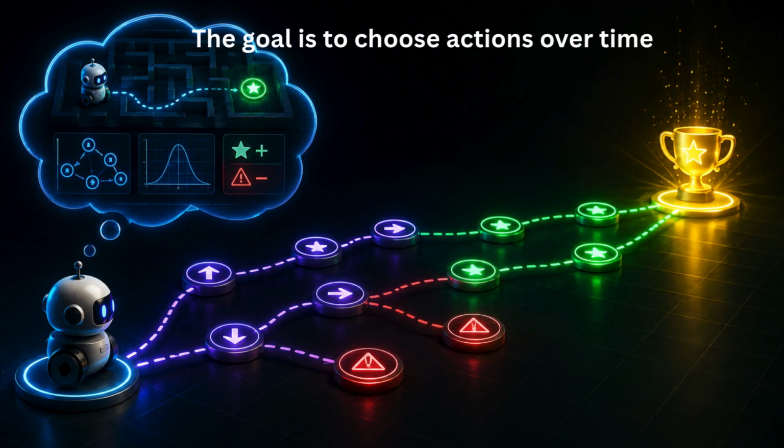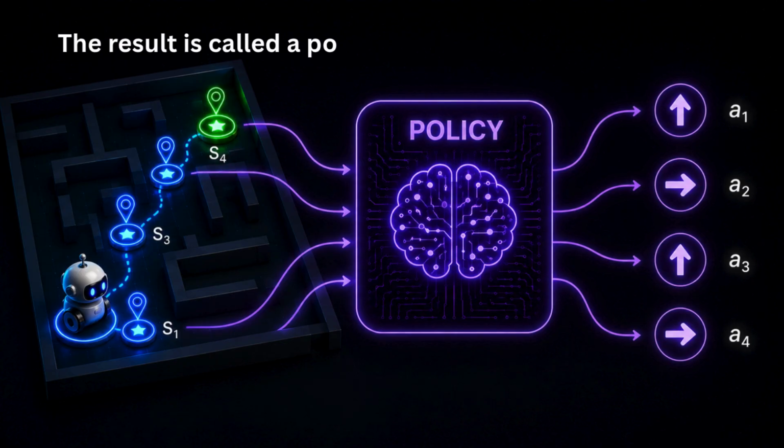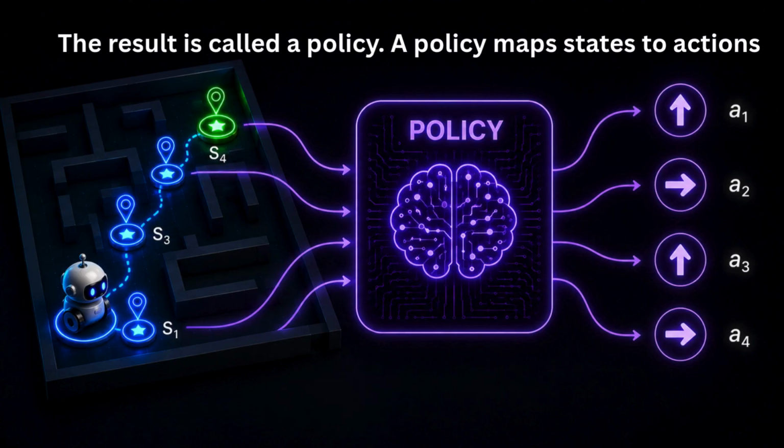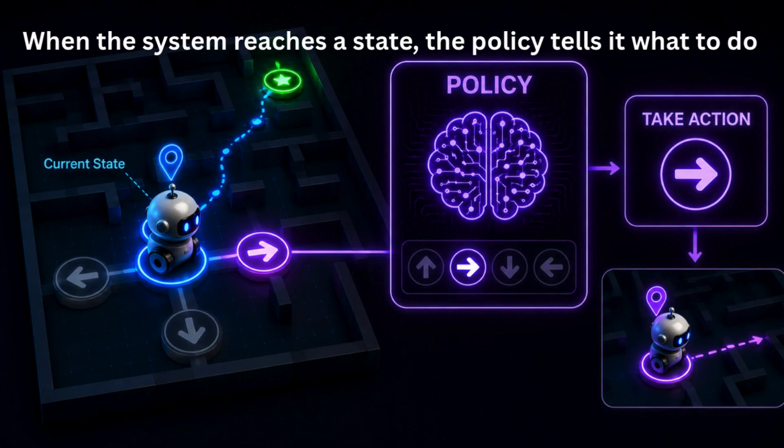So now we have a model of the world. But what are we actually trying to find? The goal is to choose actions over time, so that the expected total payoff is as large as possible. The result is called a policy. A policy maps states to actions. When the system reaches a state, the policy tells it what to do.